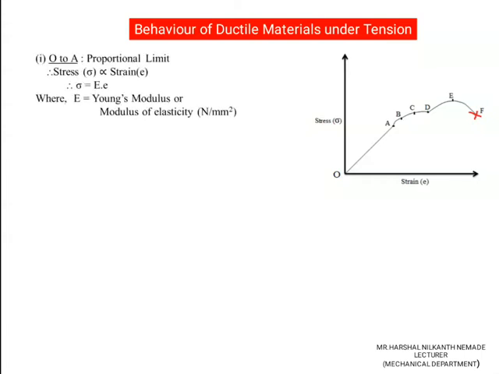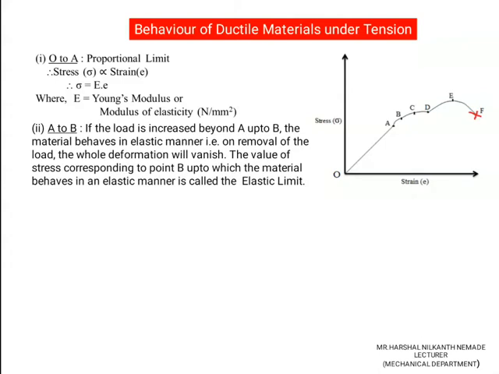O to A. O to A is a proportional limit where stress is directly proportional to the strain. Therefore, sigma is equal to capital E multiplied by small e, where capital E is equal to Young modulus or modulus of elasticity, given by Newton per mm square.